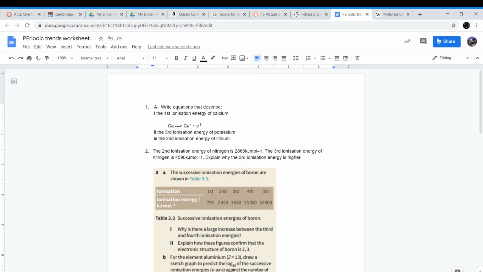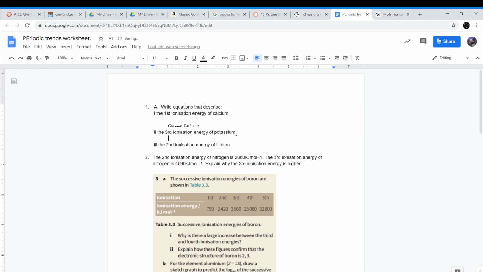We just have to say, hey, we have the first ionization energy for calcium. So this question here is testing calcium, and it's the first ionization energy. So you need to know that calcium has all of its electrons there, okay? And it's ionizing, which means it's losing an electron, and that's what the first one's testing, okay?